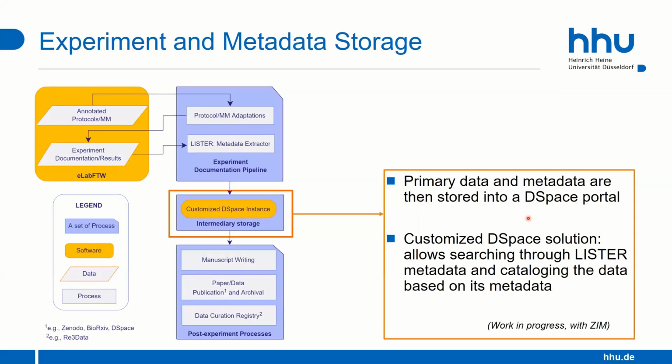And what is left at that point? Work in progress, as it says here. The primary data and metadata are stored in DSpace. This is what we are currently doing. We have to customize our DSpace solution for it such that we can essentially search through LISTER metadata and catalog the primary data based on its metadata.